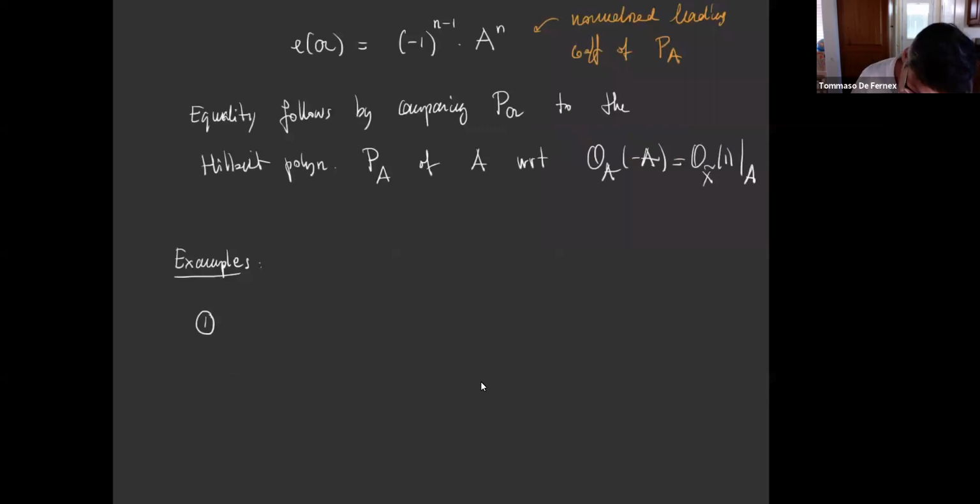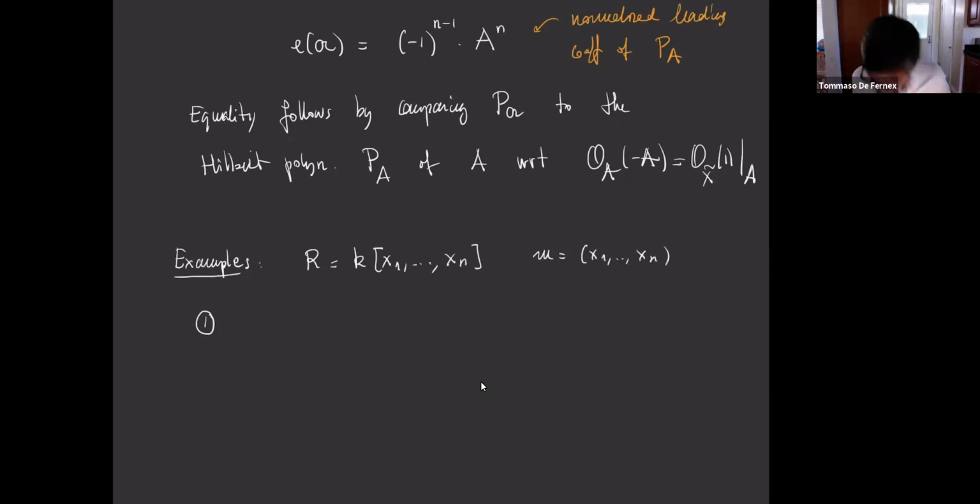So let me take in this example, I'm going to take R to be a polynomial ring, or if you like, it could be the localization at the maximal ideal. You can localize at the maximal ideal if you like. Okay, so the first example is a concrete example.